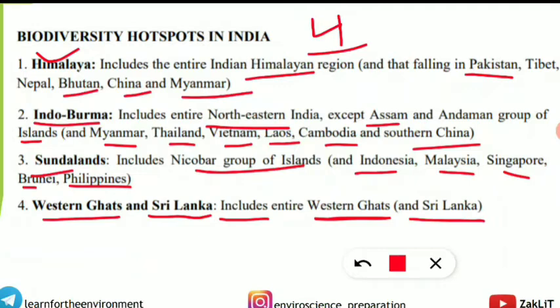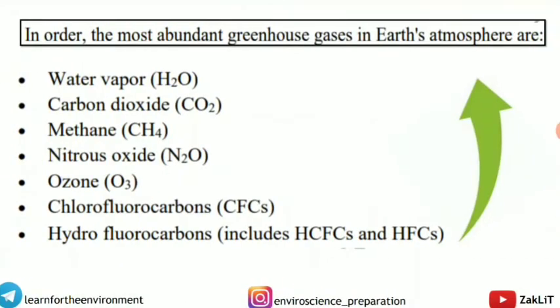If you don't know, note down. If you know, well and good. So let's move to the next important 5-star concept. Next thing is the abundance of greenhouse gases in Earth's atmosphere. We all know if the Earth's greenhouse gases exceed their limit, it will lead to global warming. So it asks what is the correct order of greenhouse gas abundance. That means which greenhouse gas is in maximum concentration, followed by which greenhouse gas.